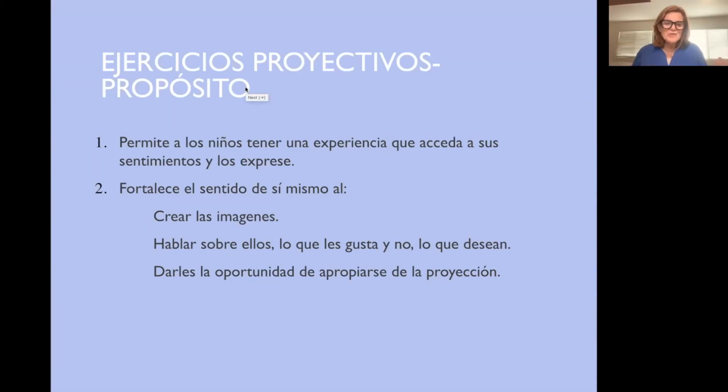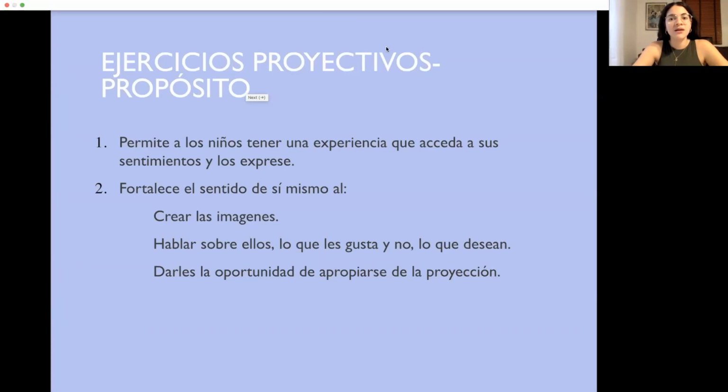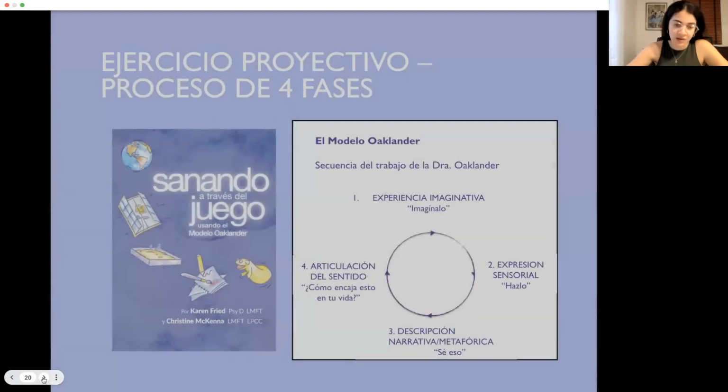So the purpose of the projections is to help children express a part of themselves. You learn about what they like and what they don't like. And in the way that they project, you might learn something about them that you might not otherwise learn.